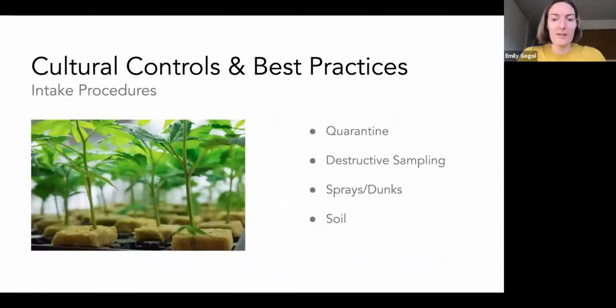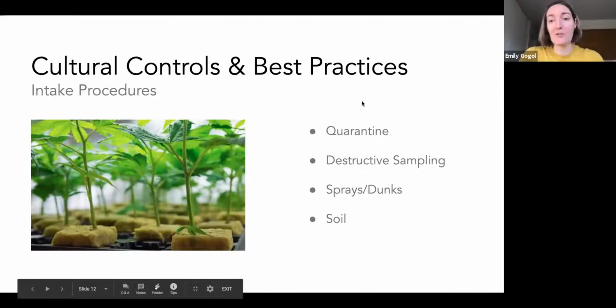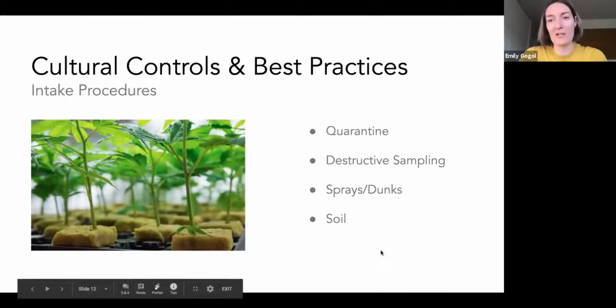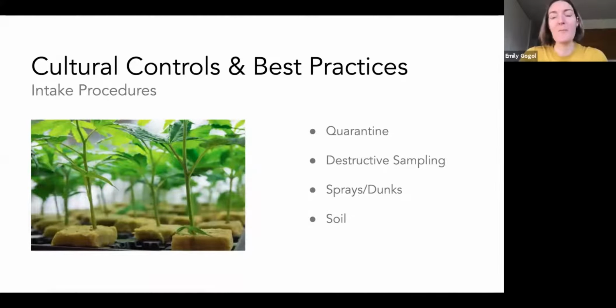So the best thing are cultural controls and best practices. So intake procedures is big. If you're getting plants from other people, quarantine is important. Our nursery does a ton of work to make sure that our plants that go out are healthy and happy and are disease-free, but not every nursery has as many protocols in place as we do to make sure of that in hemp. So definitely quarantine your plants, check them out. Know when they were last sprayed with something and whether they need a follow-up spray before they go in the field. Talk to your provider.